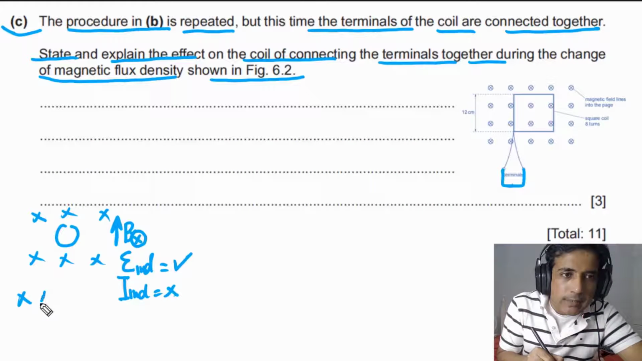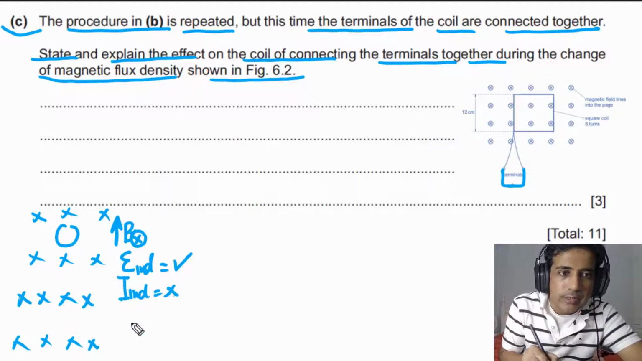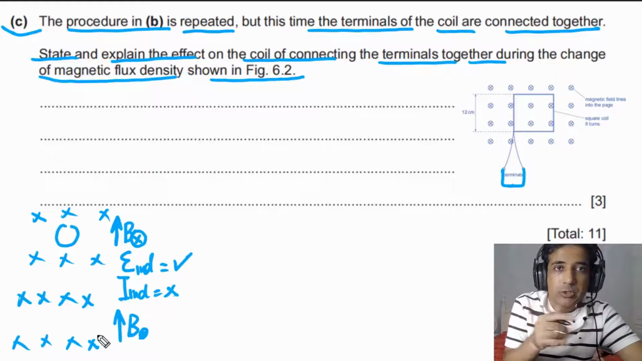Now imagine that we have an external magnetic field that is still into the page. So we can write here, we have an external magnetic field that is into the page, and this external magnetic field is increasing with time, meaning the magnetic flux is changing with time.